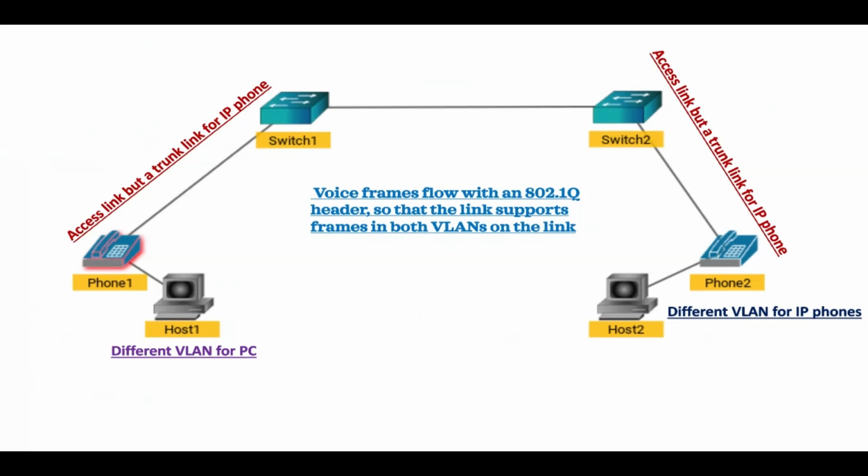But how to configure them? We just need to add the ports to a voice VLAN and it's done. All the IP phones in an organization or campus will be in one voice VLAN.